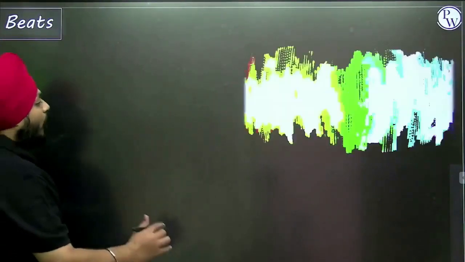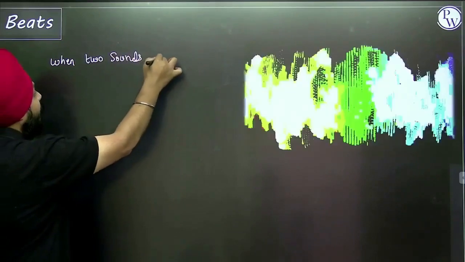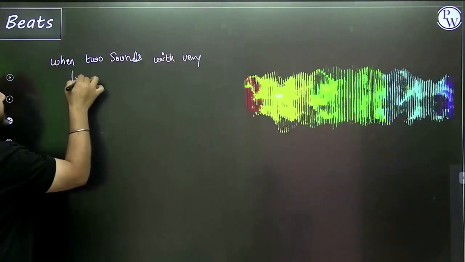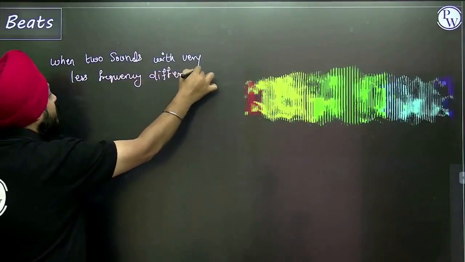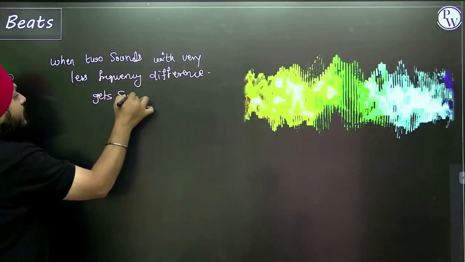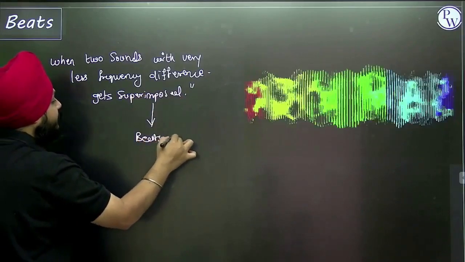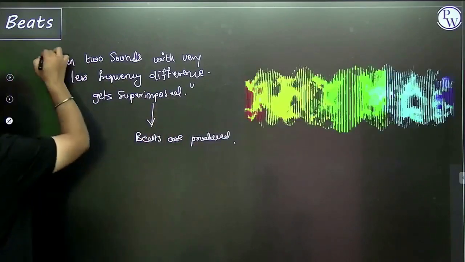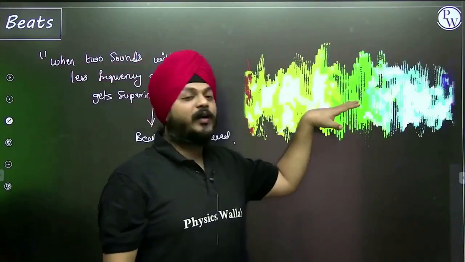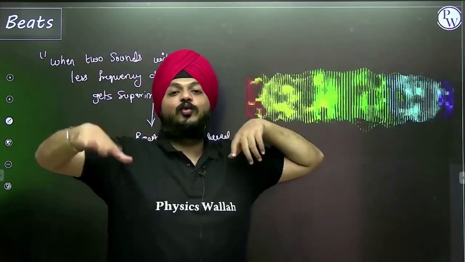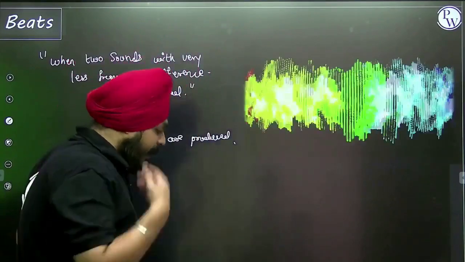Right, so I want to define, see, when two sounds with very less frequency difference get superimposed, beats are produced. I'm going to show you all the live demonstration of beats, right? Beats. You have seen this kind of visual in lots of films. Those who play DJ might be aware of this, on that screen this kind of visuals are always going on. Okay, so beats.